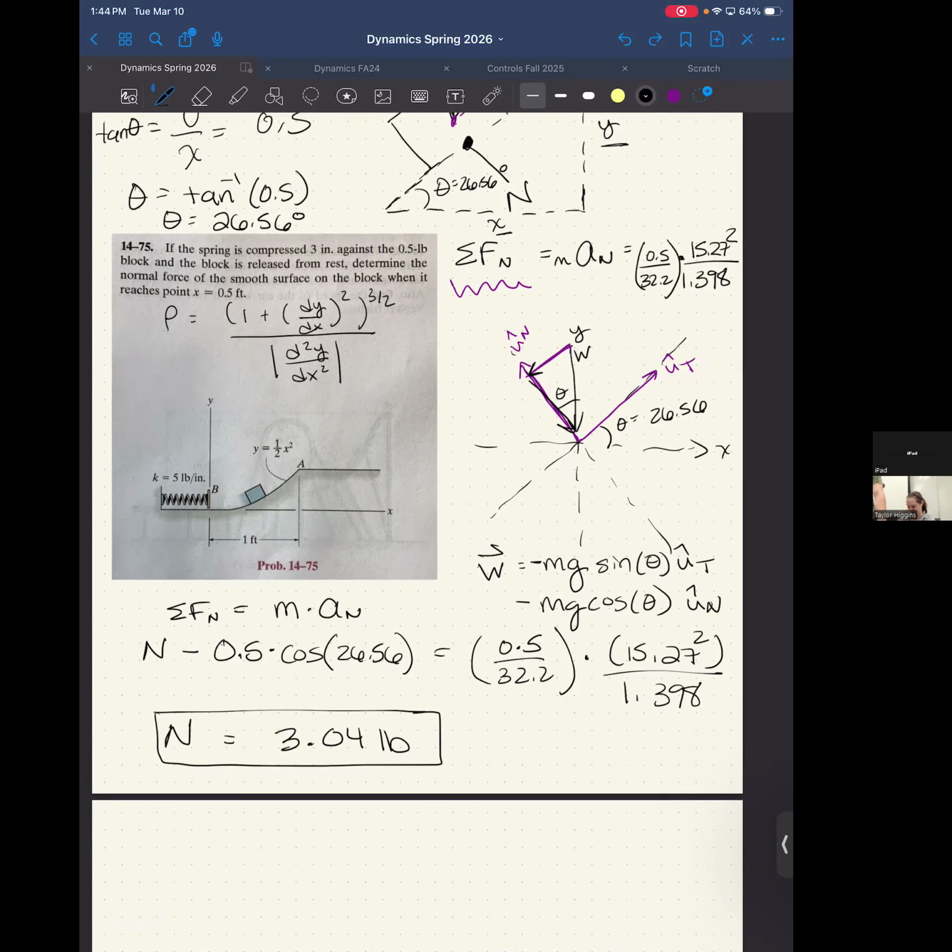So the normal is the one that goes along the normal. And if you follow the direction of weight, it goes that direction, right? Just opposite the positive normal unit vector. So it's a negative u hat n.